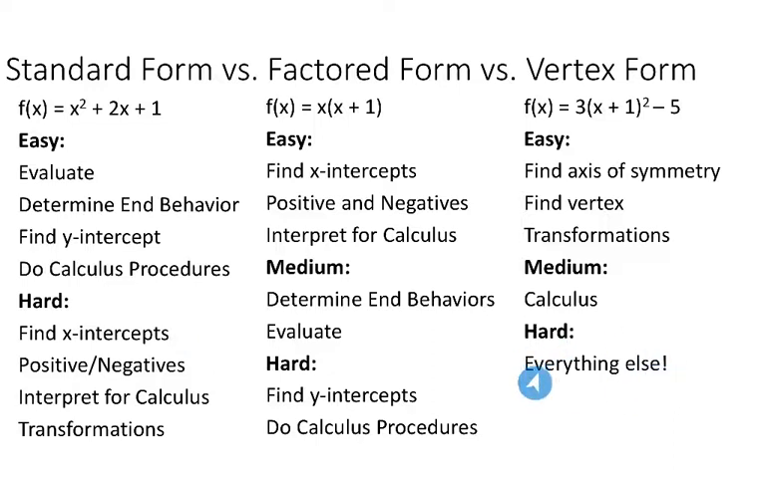And basically in vertex form, everything else is hard. So the main reason why we want you to be able to jump between these forms is: what are you trying to do? Are you trying to do something that's easy in that form, or something that's hard in that form? And often the easiest way to do these harder things is just to switch to a different form.